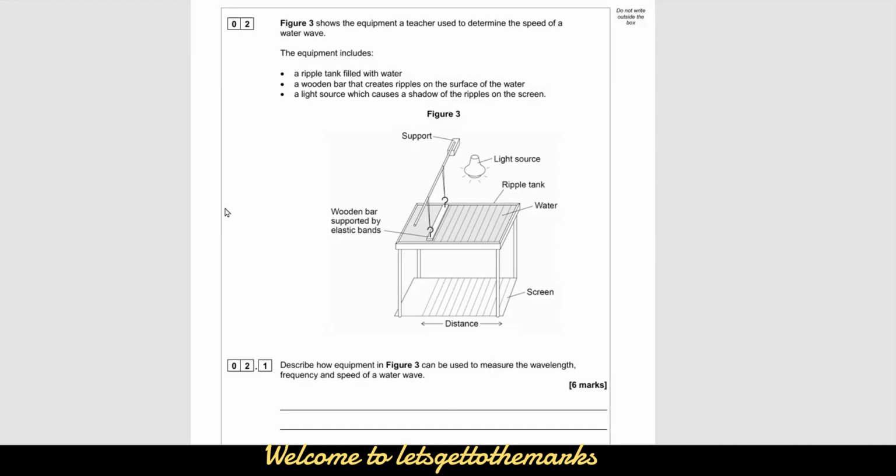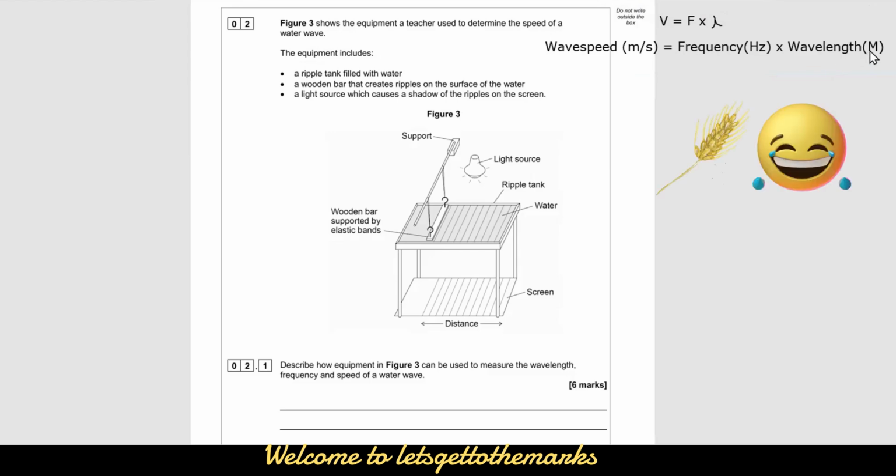Right, I'm going to go through the answers. Okay, so this is the equation you're going to need. Wave speed is equal to frequency times the wavelength. Wave speed is measured in meters per second. Frequency is measured in hertz. Wavelength is measured in meters.